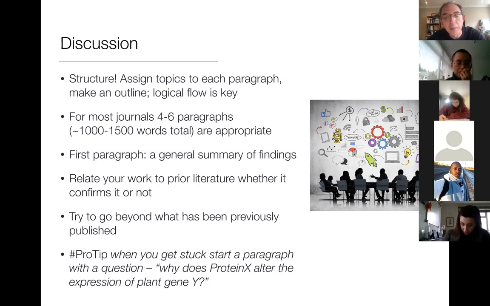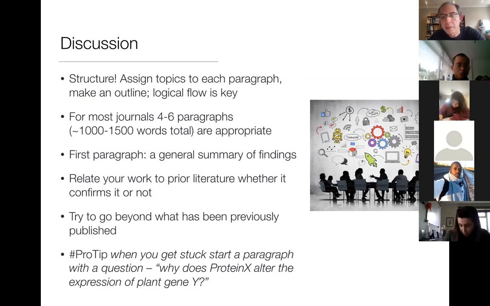But if you get stuck and you don't know how to start a paragraph, start with a question, okay? So you have some observations like, why does protein X alter the expression of plant gene Y? Okay, so that's a question. That would be your first sentence in that paragraph, and then spend the paragraph answering that.